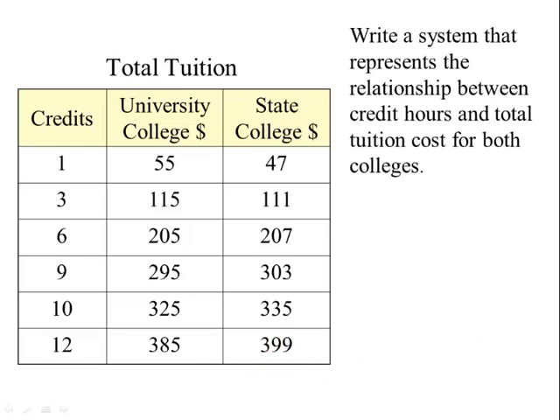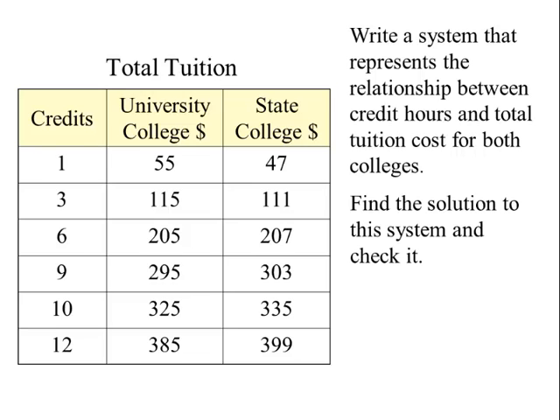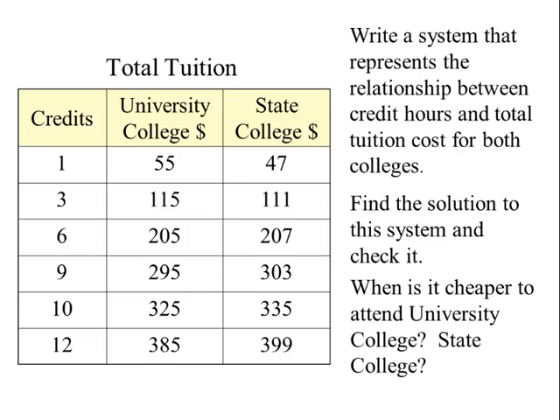Write a system that represents the relationship between credit hours and total tuition costs for both colleges. Find the solution to this system and check it. When is it cheaper to attend university college or state college? So our first step is to identify the variables. The first variable is the number of credits, and the second variable is the tuition cost. The number of credits is our independent variable because the tuition cost depends upon the number of credits taken.